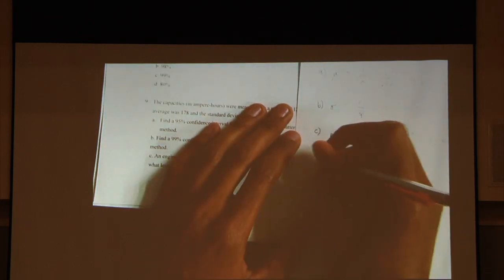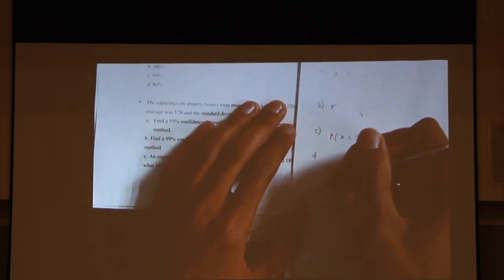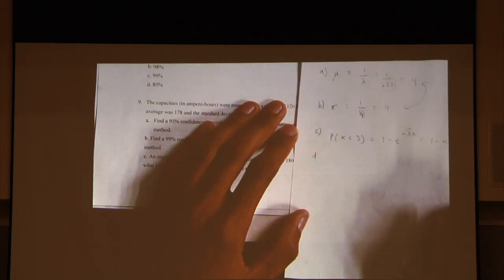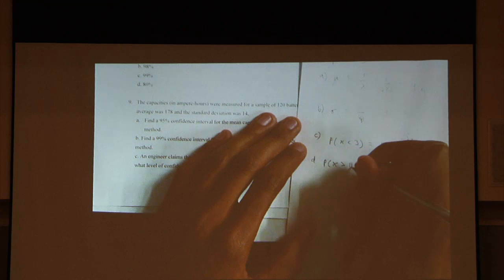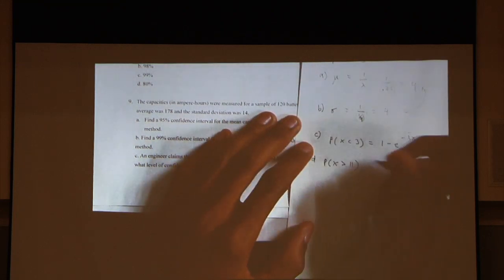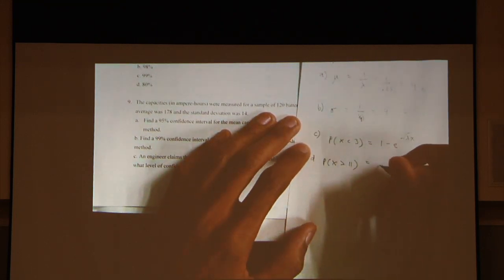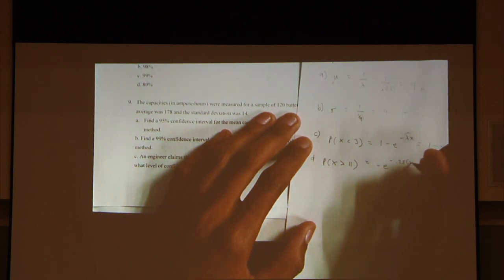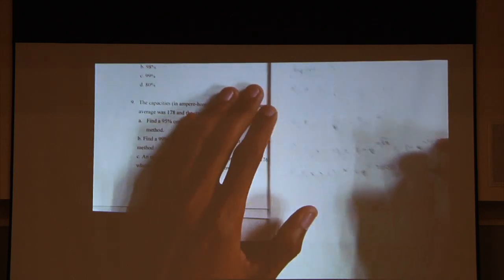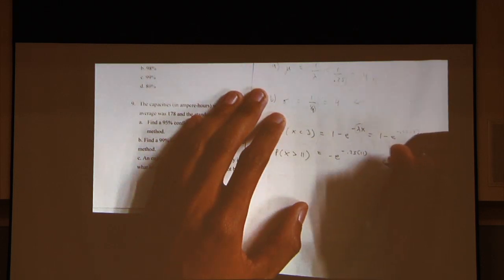And D is which one is greater than 11. Probability that x is greater than 11, right? For this case, we do e to the -0.25 times 11. You plug it into your calculator and get 0.0639.